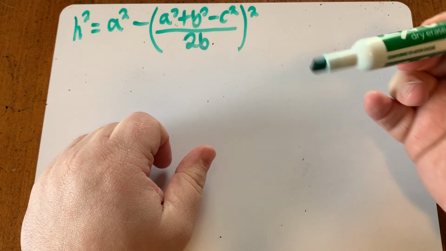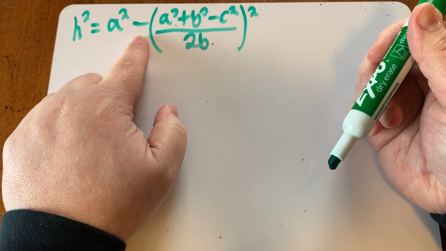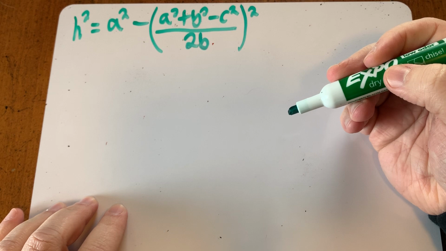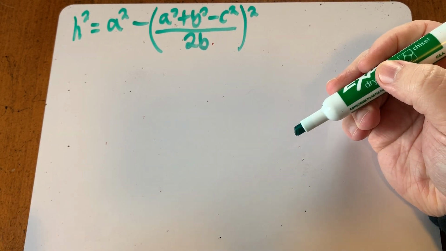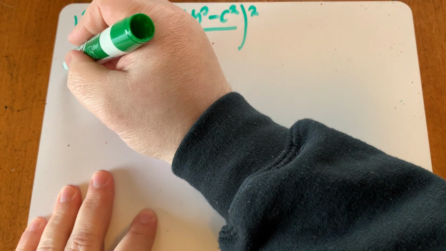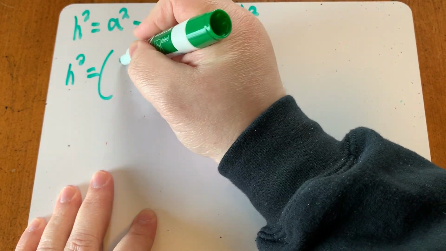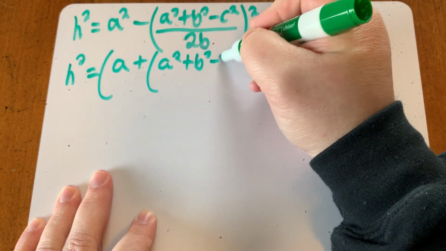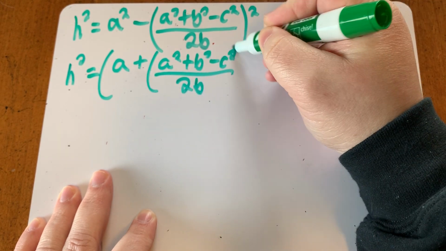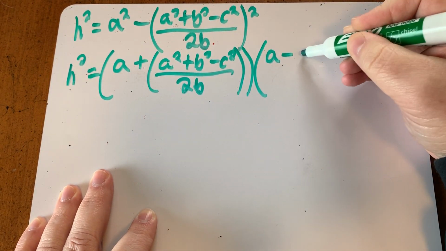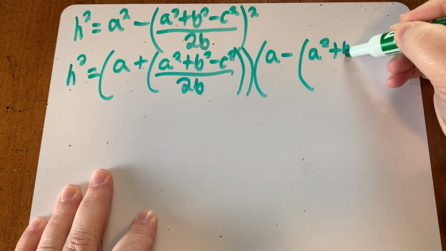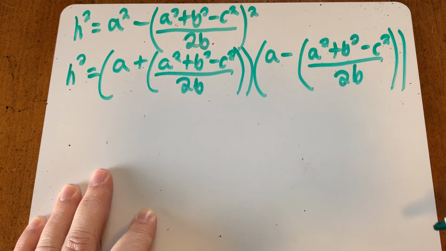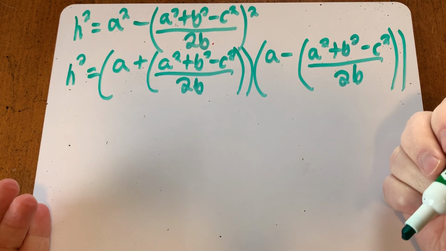So if we look, oh, that's a squared minus that expression squared. Hey, a difference of squares. So if we factor using the difference of squares, that's less powers that we have to deal with. So h squared equals a plus (a squared plus b squared minus c squared) over 2b, and then a minus (a squared plus b squared minus c squared) over 2b. Oh, now it's just a sum and a difference. We can simplify a sum and a difference.